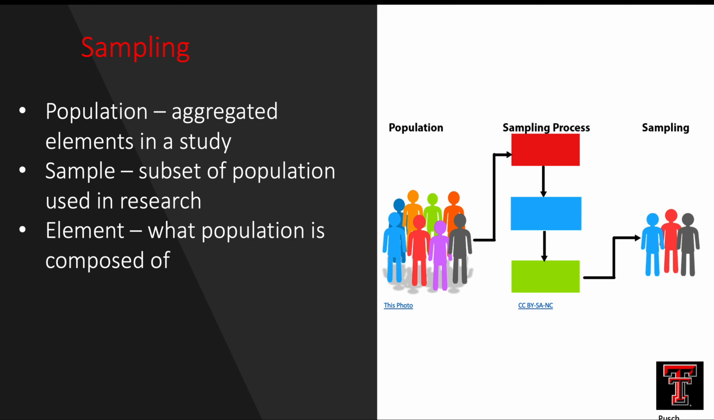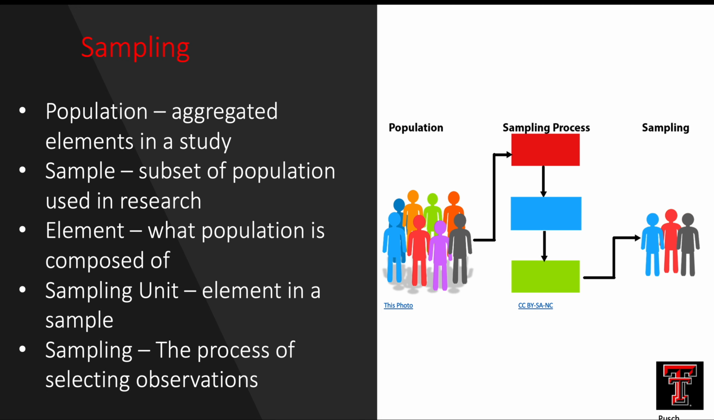A sampling element is what the population is composed of. For example, individuals would be our TTU student sample. A sampling unit is an element in a sample. And sampling is the process of selecting observations. So this is where you are choosing who you want to interview or survey out of that population. We're going to talk a lot about different types of samples today.